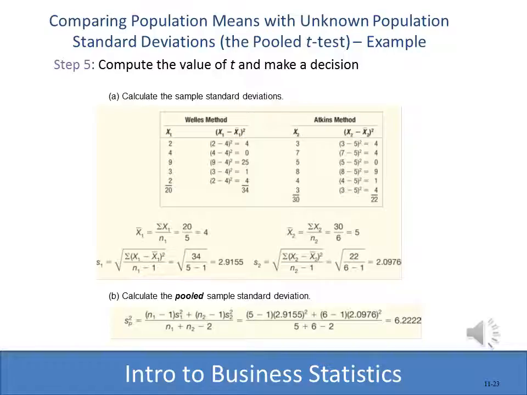All right, so once we have the standard deviation for each sample, then we can go ahead and compute the pooled sample standard deviation. You see the formula down at the bottom is simply the sample size of n1 minus 1 times the variance of the sample. Remember, the variance is the standard deviation squared. So once we've got this pooled sample standard deviation, then we can go ahead and compute the t.